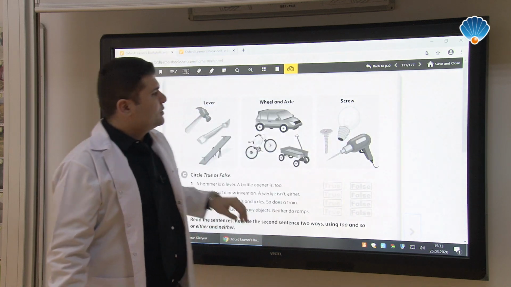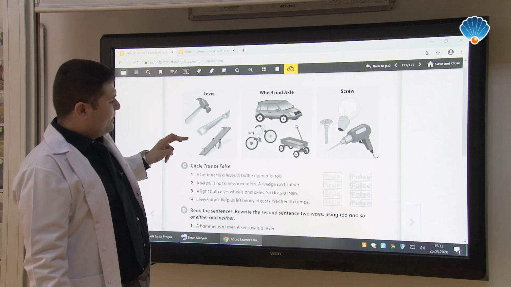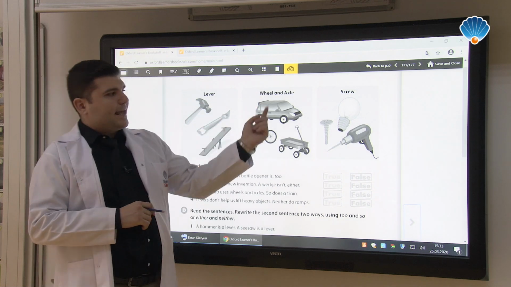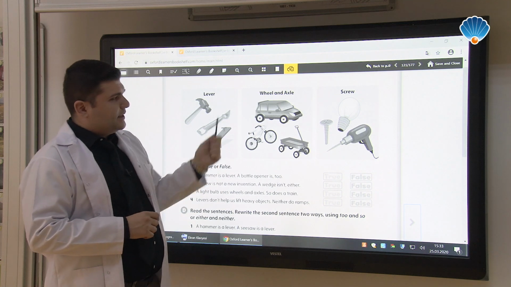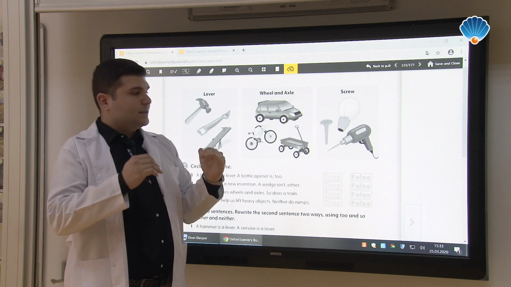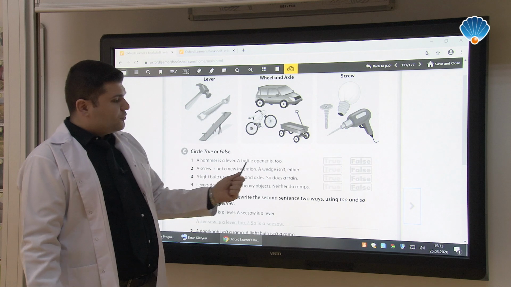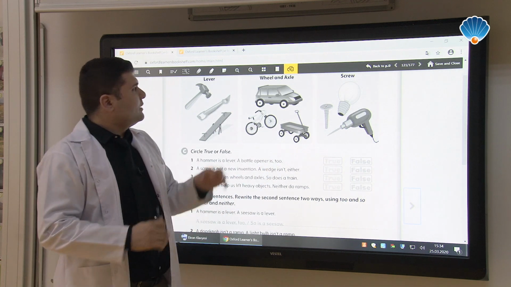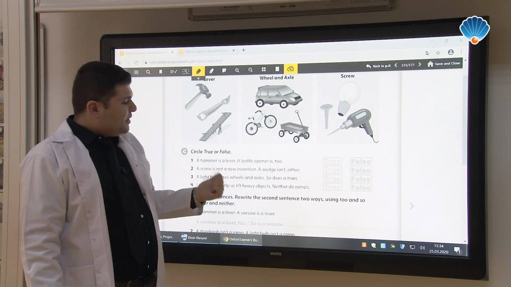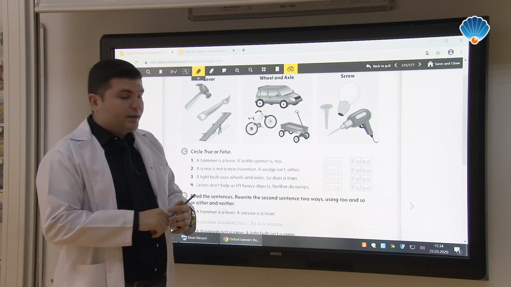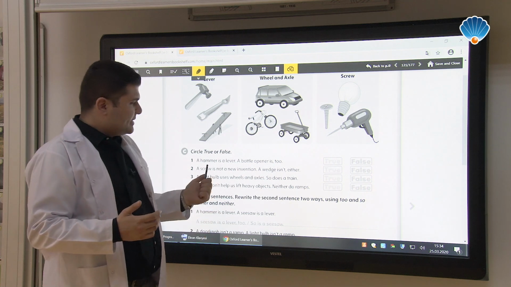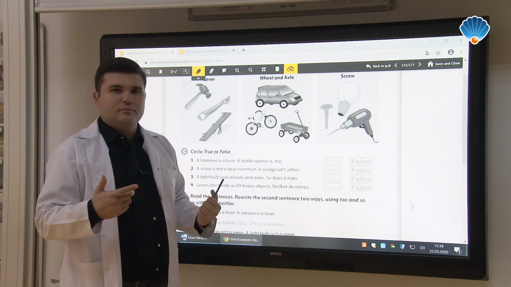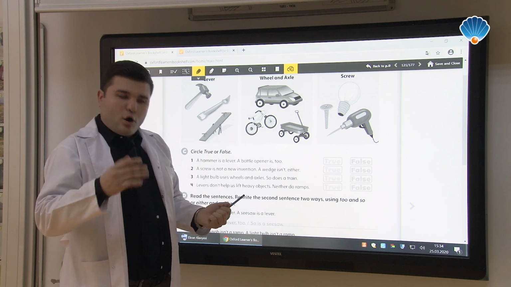So page 121. Okay. So we have 3 parts here. So lever, wheel and axle, and screw. And we have some materials under these words. We are just going to read and we are going to choose true or false. It's very easy. So let's just read together. A hammer is a lever, a bottle opener too. So it says a hammer is a kind of lever, a bottle opener too. What's your answer? Of course it is true.